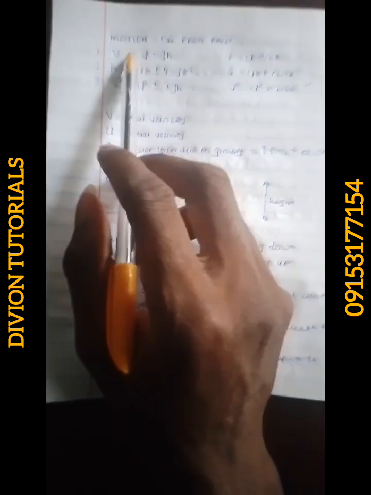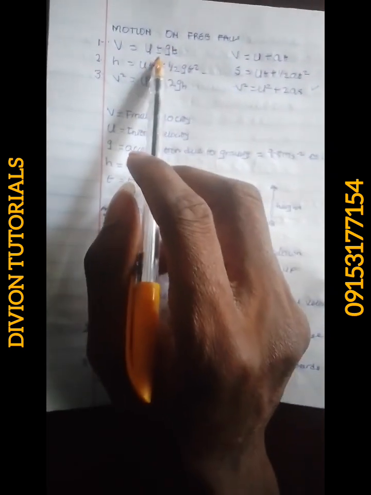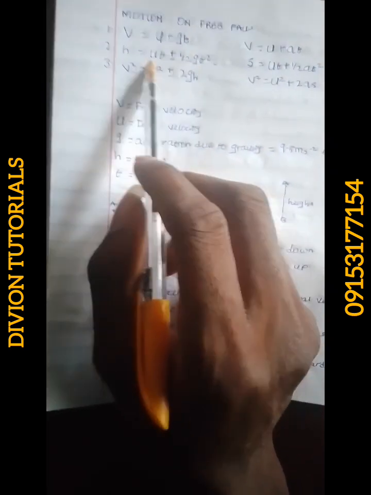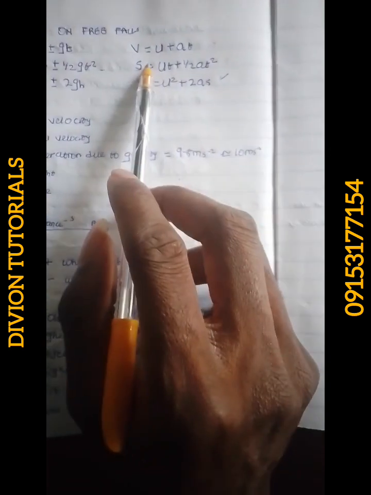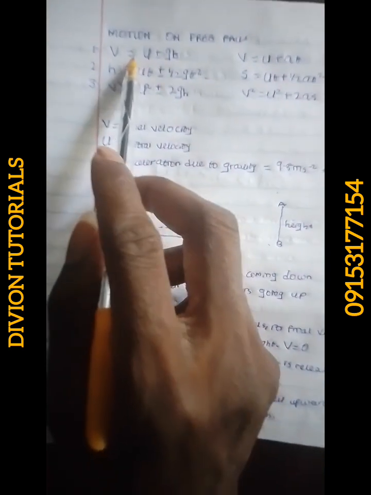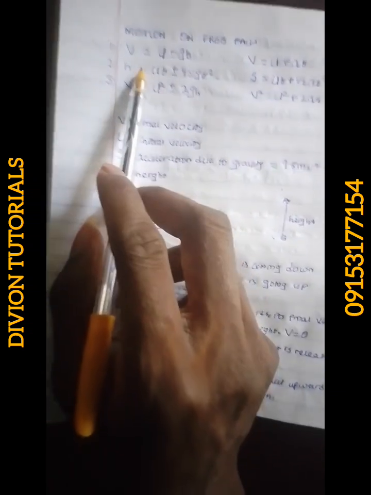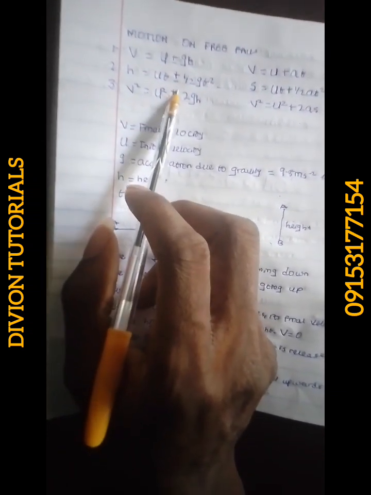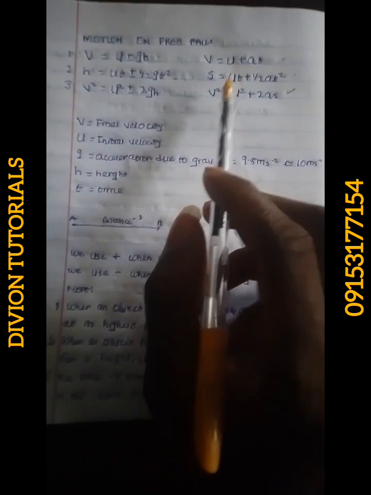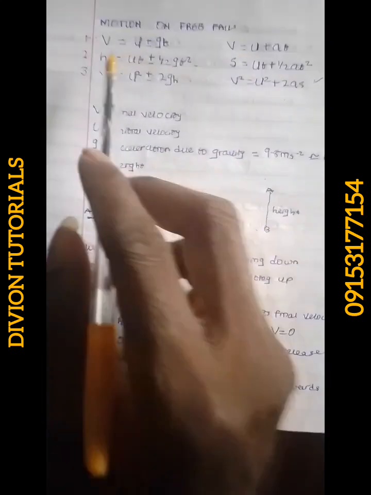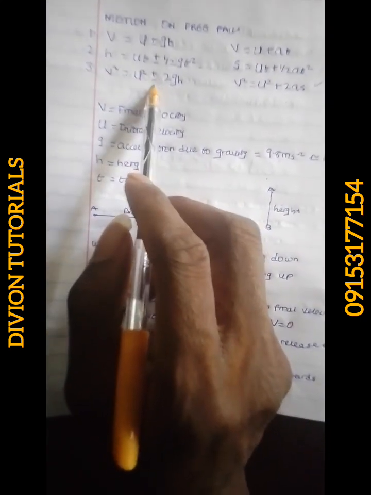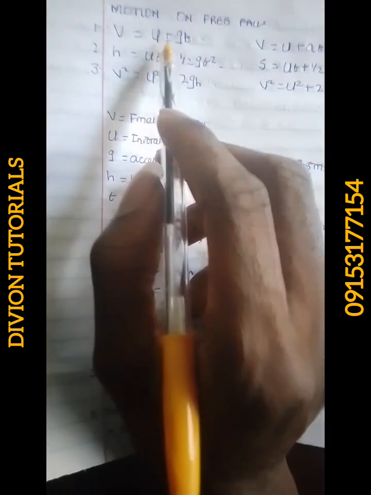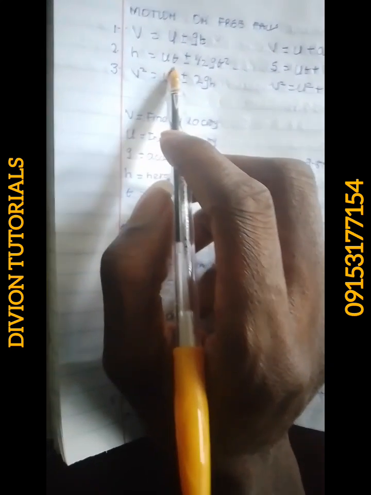So let's now check the first equation. v equals u plus or minus gt. I will explain why it's plus or minus. If you notice, this one is only v equals u plus at, but this one is v equals u plus or minus gt. h equals ut plus or minus half gt square is the same thing as s equals ut plus half at square. Then v square equals u square plus or minus 2gh. So these are the three equations of motion under free fall: v equals u plus or minus gt, h equals ut plus or minus half gt square, v square equals u square plus or minus 2gh.